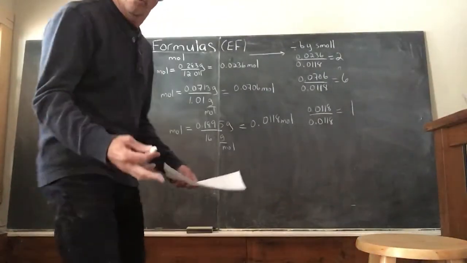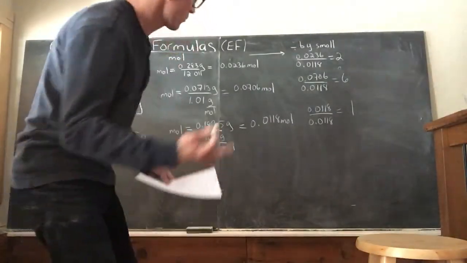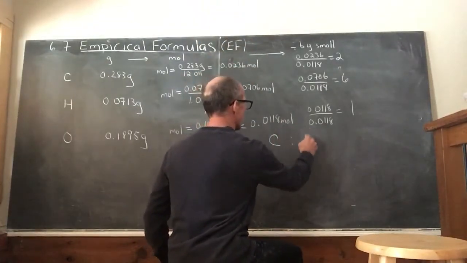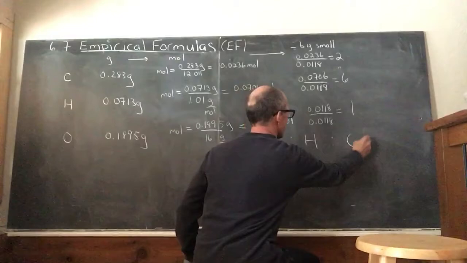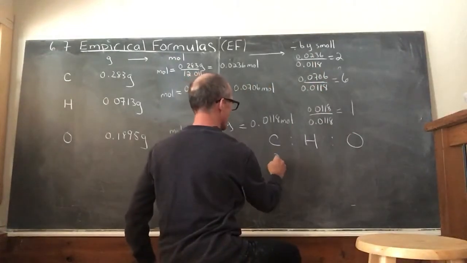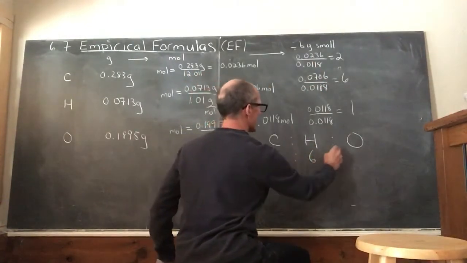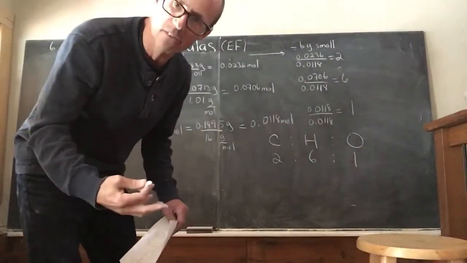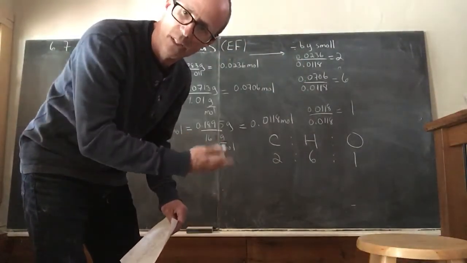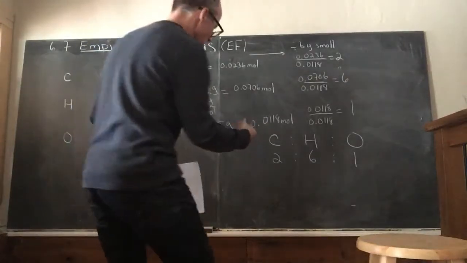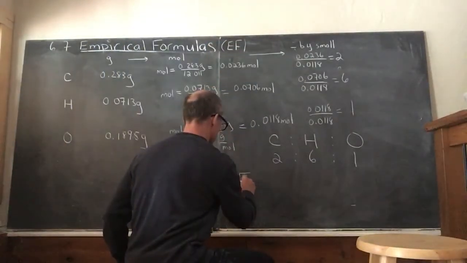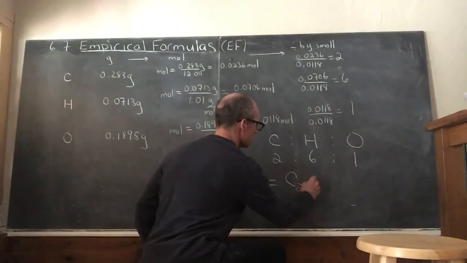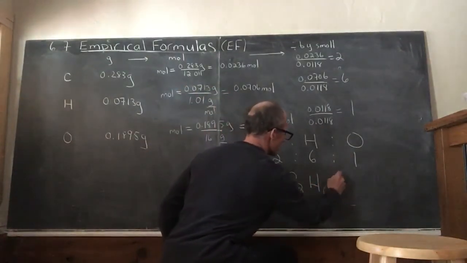We're almost done. We've done all the hard work. So at the end of the day, we can see that the ratio of carbon to hydrogen to oxygen in this question is 2 to 6 to 1. We don't have to multiply to a whole because each of these numbers is a whole number. And in fact, we're pretty well finished the question. After all of our work, the empirical formula is C2H6O.